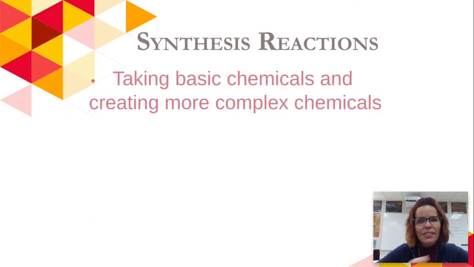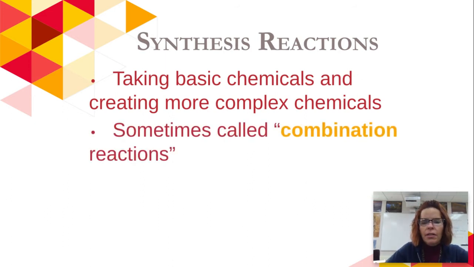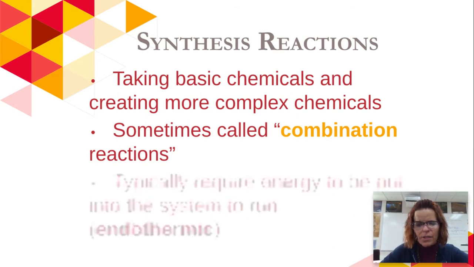So these are the 5 types of reactions. Write these down. Number 1 is called a synthesis reaction. Synthesis reaction is taking basic chemicals like hydrogen and oxygen and creating more complex chemicals. They're sometimes called combination reactions, and I need you to know both terms as though they're synonymous. So I should be able to say, oh, it's a synthesis reaction, and next time I should be able to say, oh, there's a combination reaction, and you should know that they're the same thing.